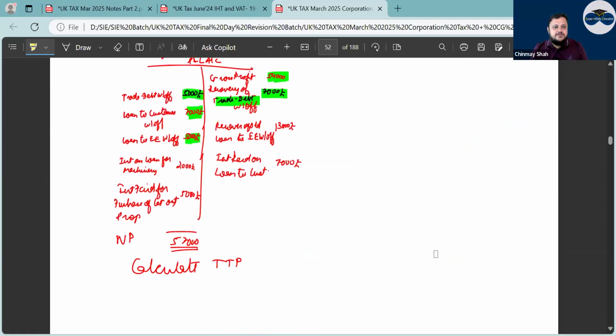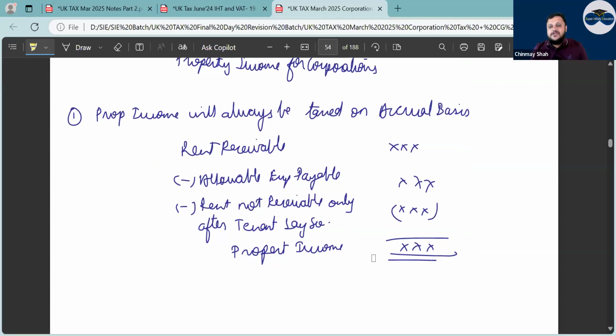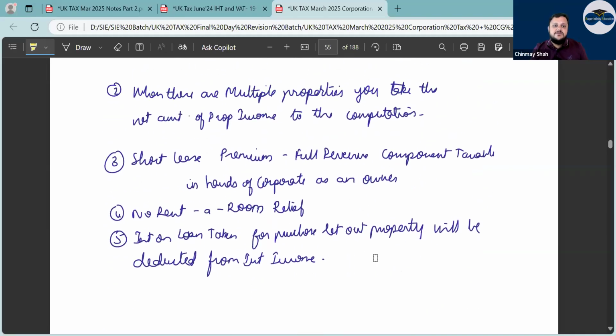After that, this question is there regarding this. Property income for companies is very simple. Rent receivable minus allowable expenses, minus rent not received only after the tenant says so, correct? You cannot directly reverse the rent receivable. Rent receivable will be for the full period it is occupied, not the actual rent received, correct? It will be on an accrual basis. When there are multiple properties, you take the net amount of property income to the computation, right? Because it is TATP after capital allowance, interest income, property income, chargeable gain, miscellaneous income. No rent-a-room relief allowed, correct?